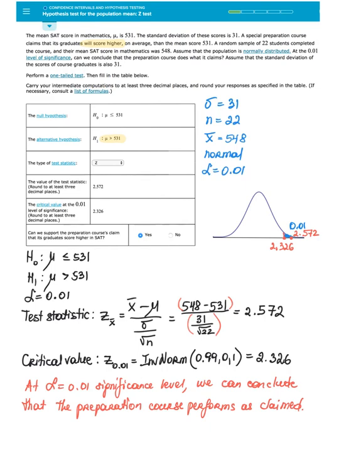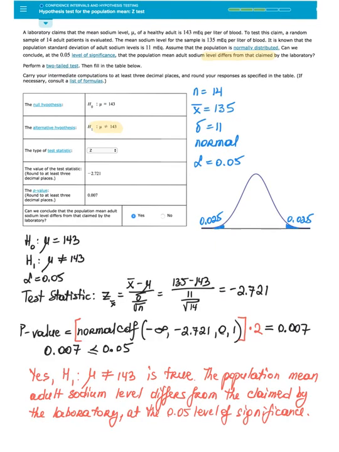That's my z-score. Now, the test statistic we found previously is 2.572. Where is that quantity with respect to the critical value? Well, it's slightly bigger, so my test statistic ends up on the right side of the critical value, which means it's in the critical region, and for that reason, we're going to reject the null hypothesis and accept the alternative instead. So we have enough evidence at alpha equals 0.01 significance level to conclude that the preparation course performs as claimed. Its graduates will score higher on average than the mean score of 531.